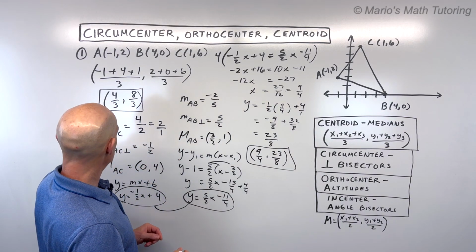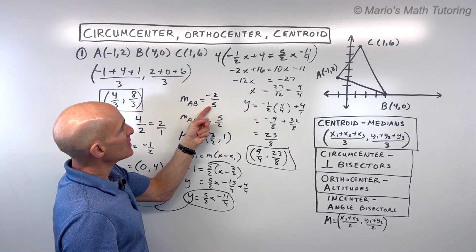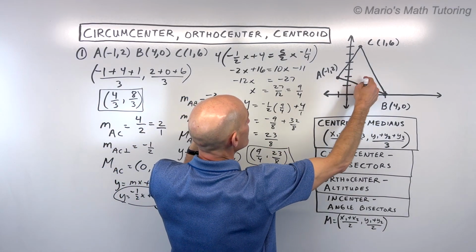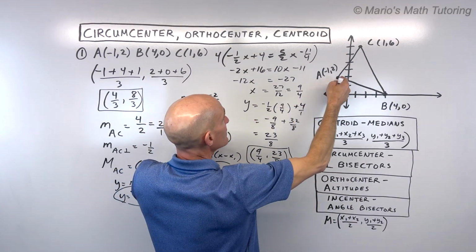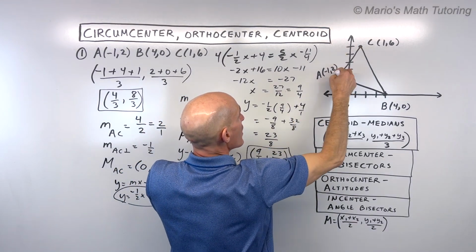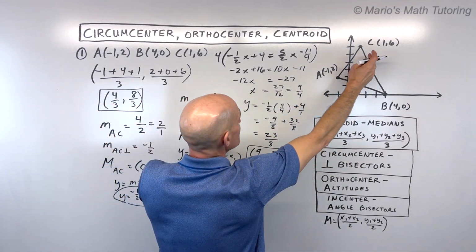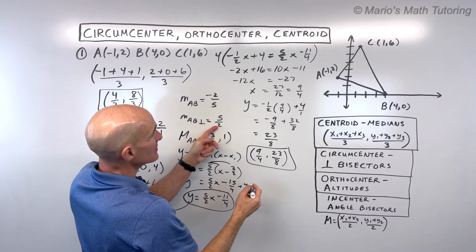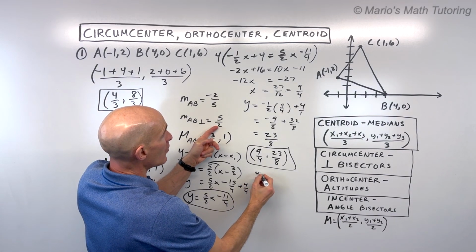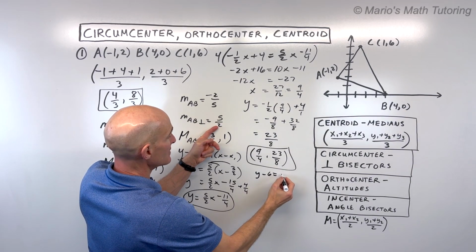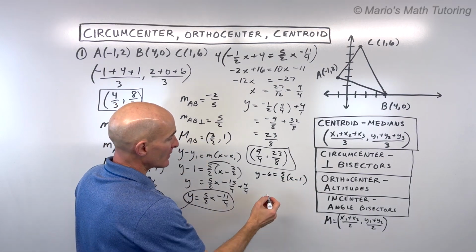So now let's see. So we already know the slope of AB is negative 2/5, right? So that means that we're going to find the perpendicular slope, which is going to be 5/2, and we're going to use the point that's across from AB, which is C. So I'm going to use the slope of 5/2 and this point 1 comma 6 to write the equation of our altitude. So that's going to be y minus 6 equals 5/2 times x minus 1.